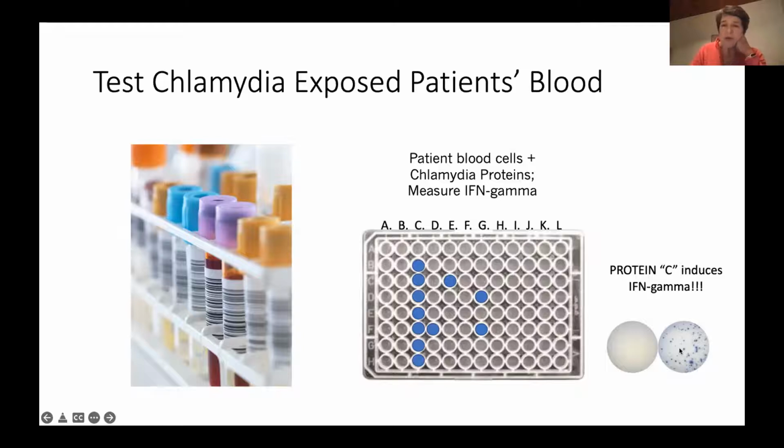And what we're probing for are what proteins are recognized by their T cells and make interferon gamma be produced. So you can see here, across the rows you have patients, and these are different proteins. A lot of these patients are responding to protein C to make interferon gamma. So protein C might be a good protein for our vaccine.